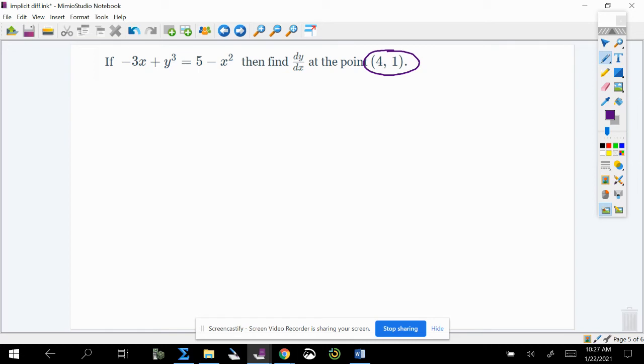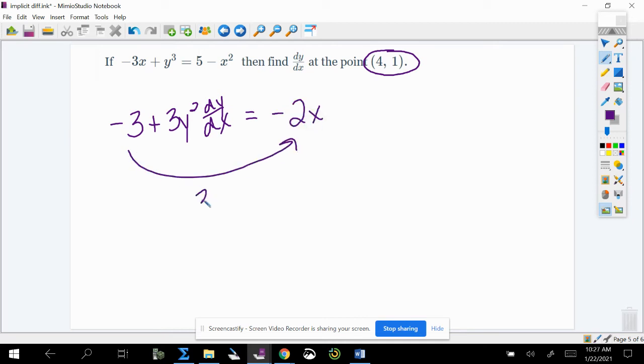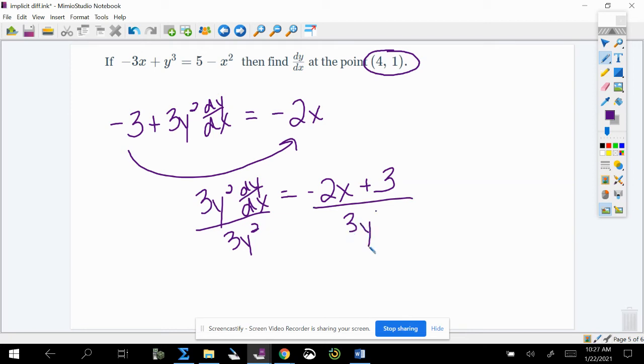The derivative of negative 3x is negative 3. The derivative of y cubed is 3y squared dy dx equals, the derivative of 5 is 0, and the derivative of negative x squared is negative 2x. So I'm going to bring the 3 to the other side. So I have 3y squared dy dx. This one's actually a pretty short derivative, equals negative 2x plus 3. And then I'm going to divide both sides by 3y squared. So here's your derivative. The directions, however, want to find what the derivative is at (4, 1).